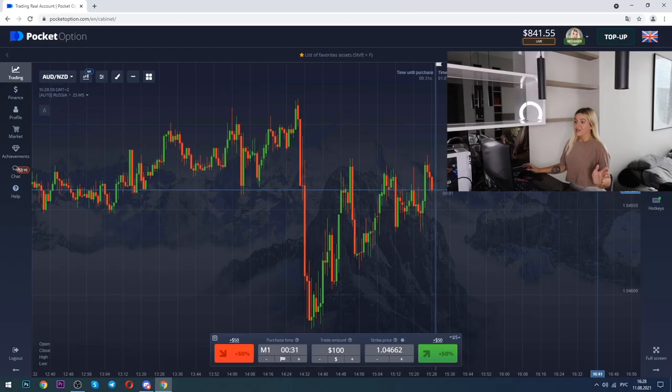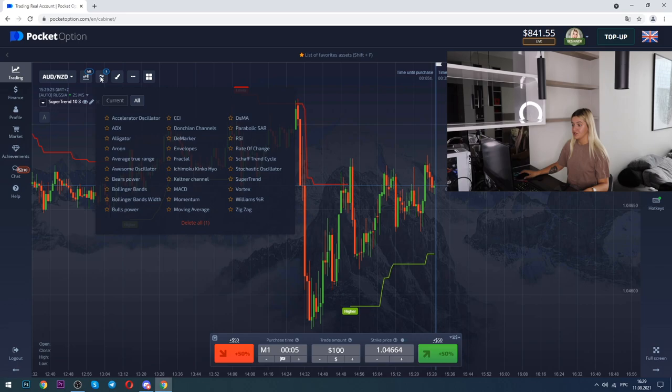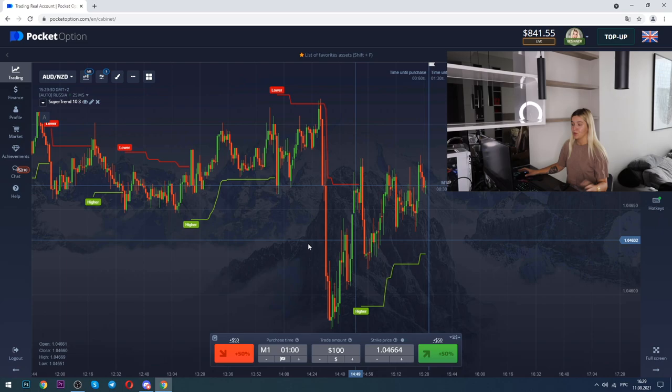Well, guys, you all asked me about trying this strategy and here we are. Today I'm gonna try the Supertrend indicator on Pocket Option. So we click here on indicators and we choose Supertrend. Here we see some lines and higher and lower buttons.